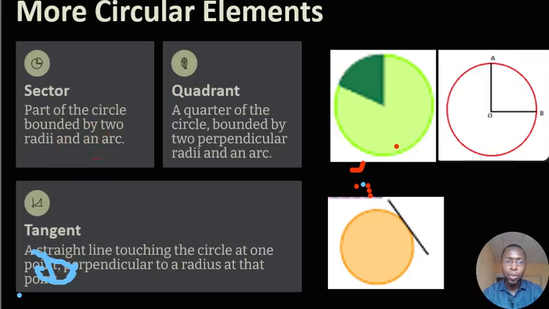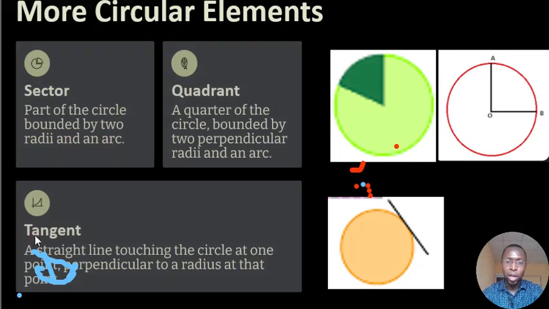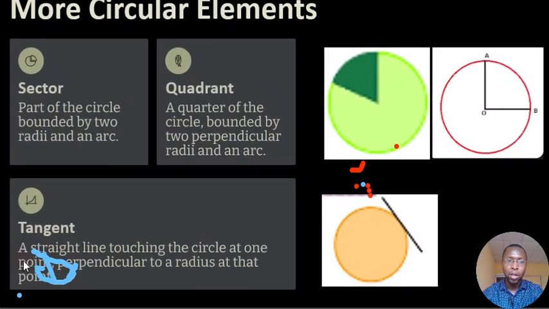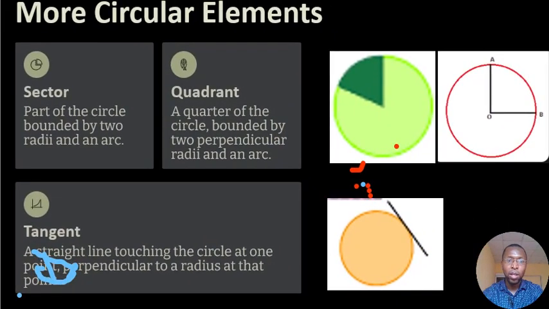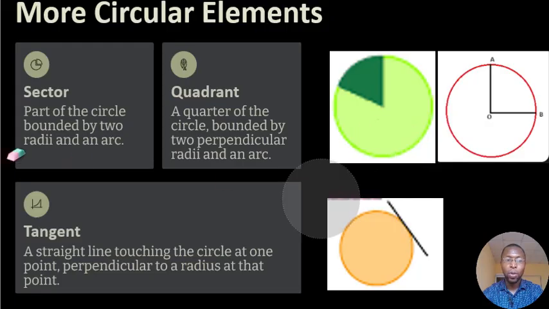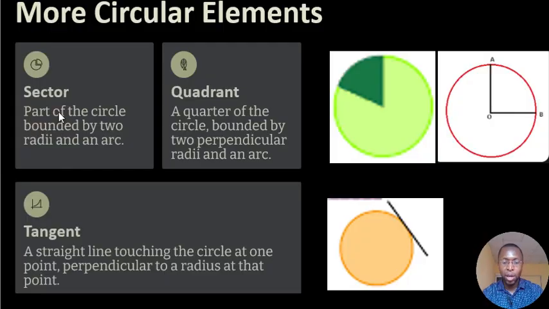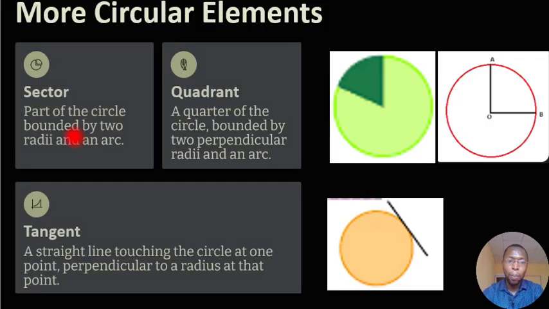All right. So let me take off this. Now, a sector, like we said before, is a part of the circle bounded by two radii and an arc. So this is a sector here. It has two radii. This one radius is another radius, and an arc. Okay. So this makes up a sector.